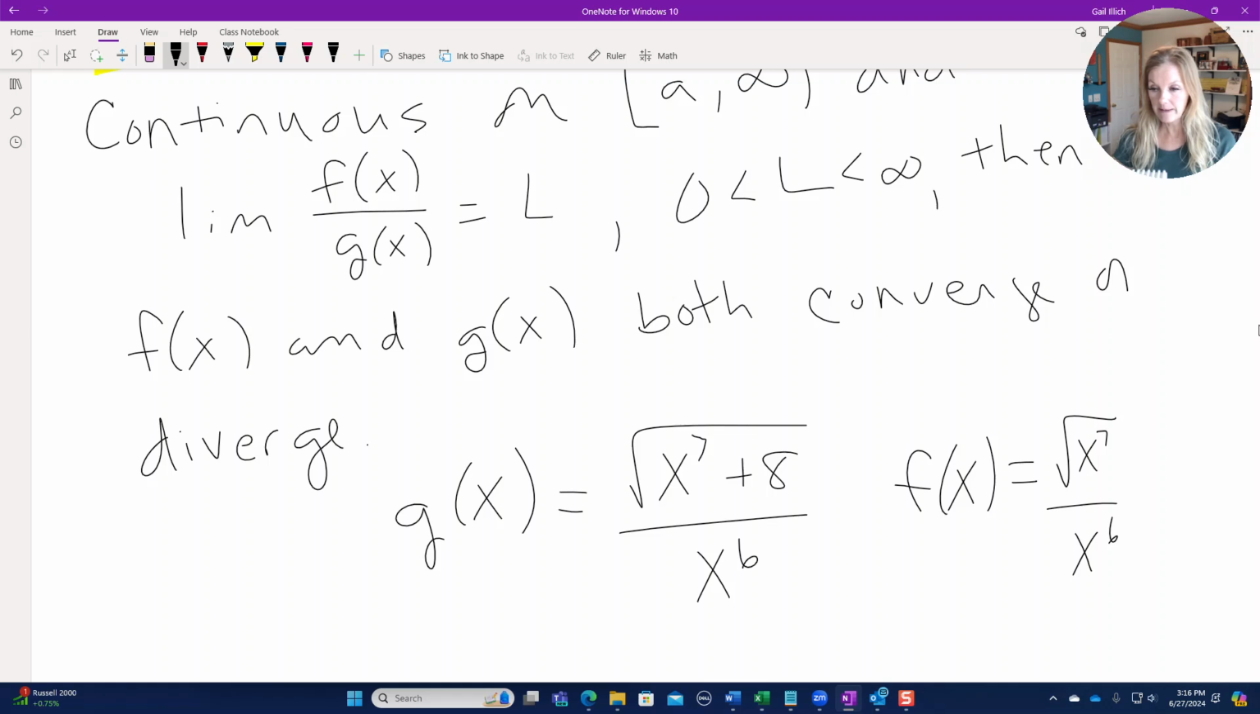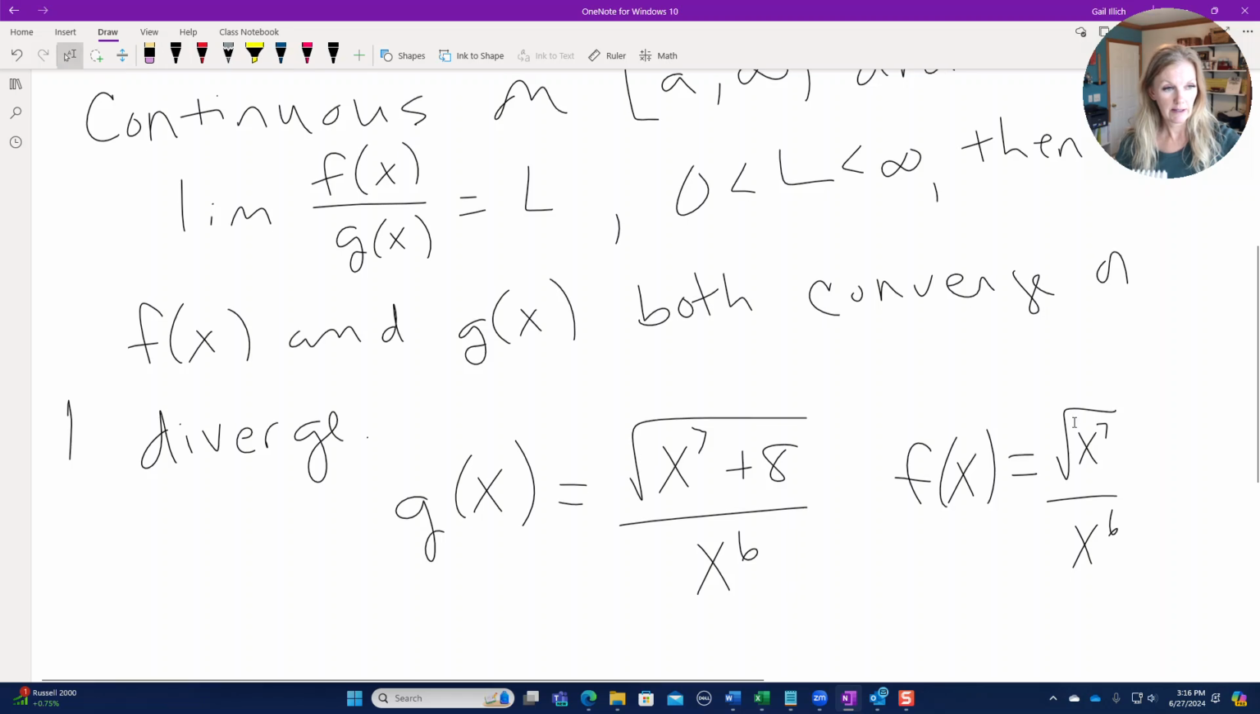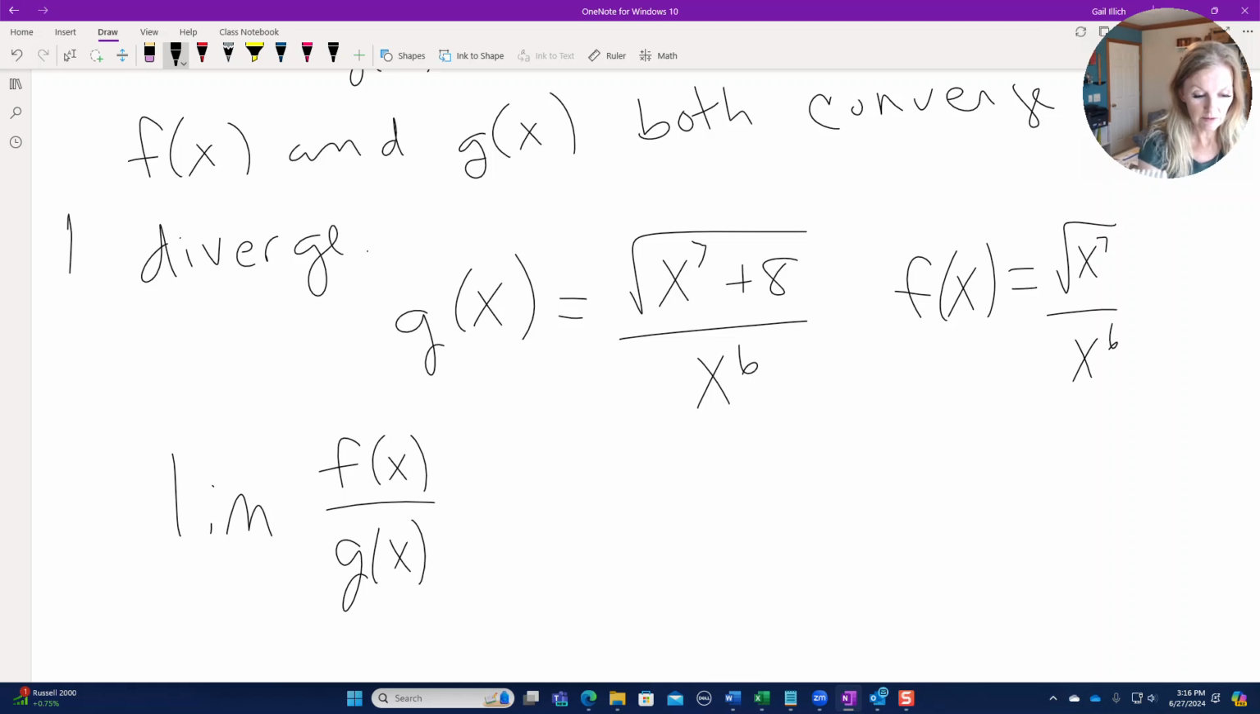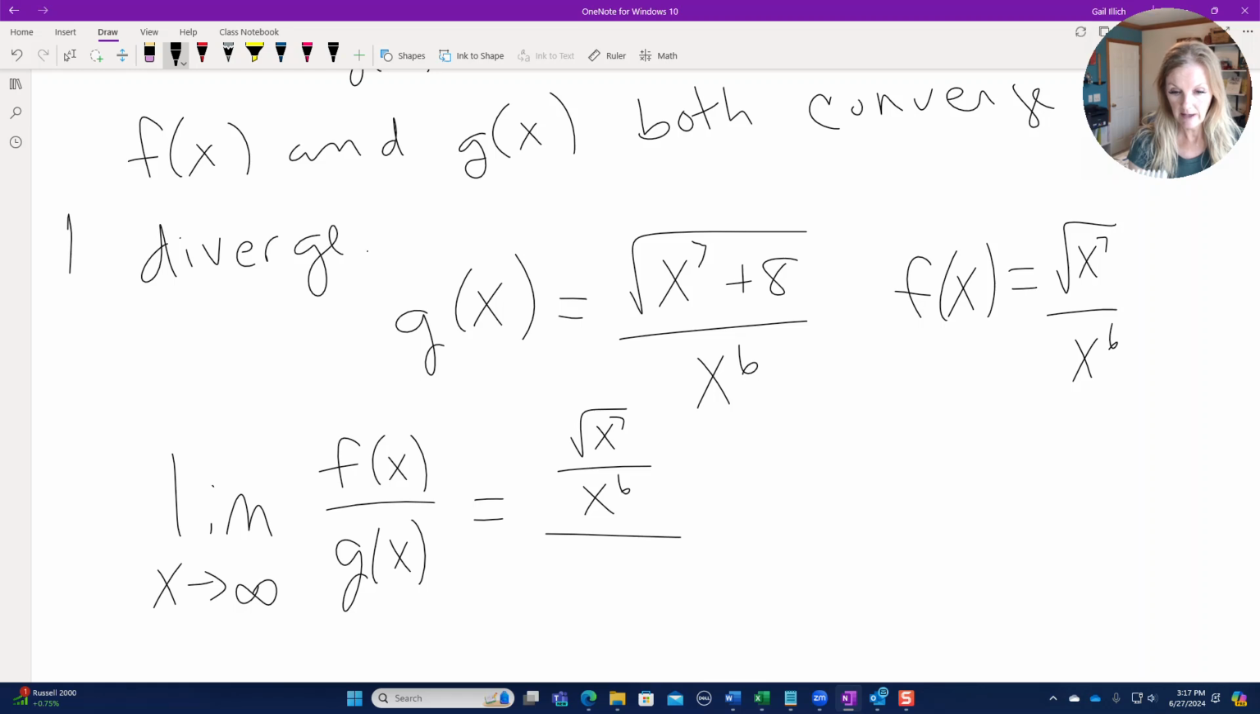Okay, so then we will continue by looking at that limit. If we look at the limit of f of x over g of x as x goes to infinity, that will be our f of x, the square root of x to the 7th over x to the 6th, divided by the square root of x to the 7th plus 8 over x to the 6th.